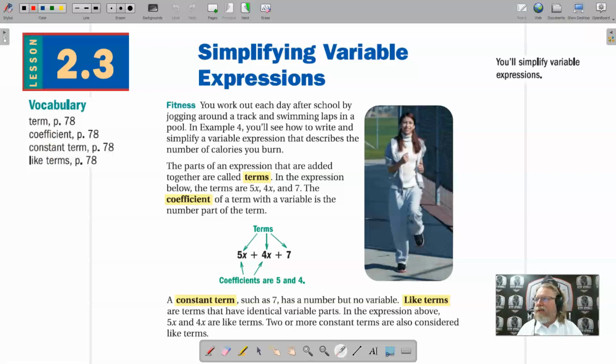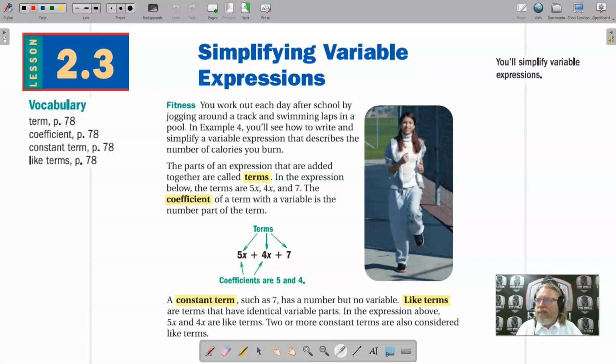So starting off, it says fitness. You work out each day after school by jogging around a track and swimming laps in a pool. In example 4, you'll see how to write and simplify a variable expression that describes the number of calories you burn. So the next part here, we have an image with labels of terms and coefficients, and we see our algebraic expression here. So let's take a look at that.